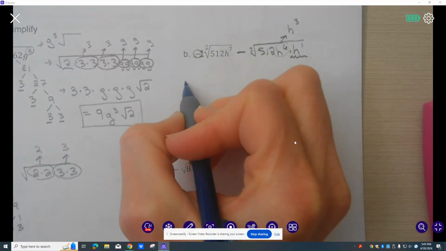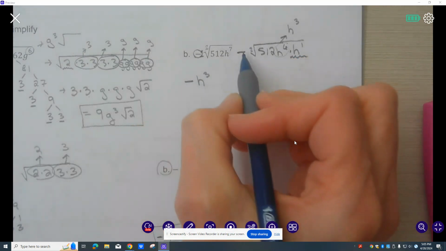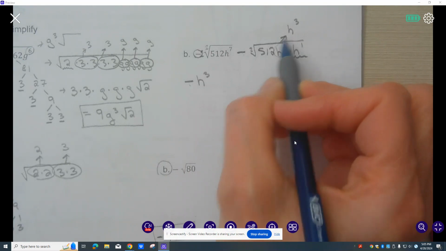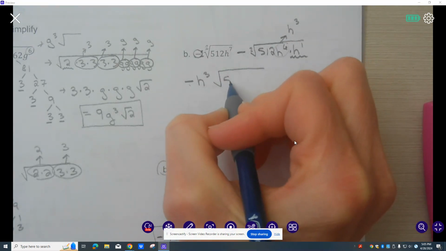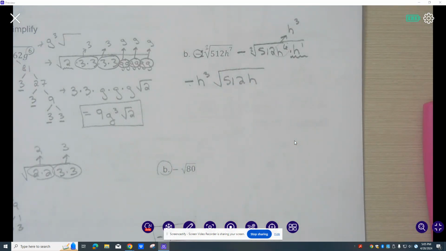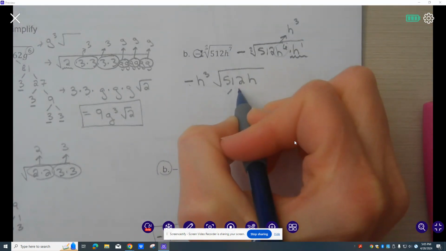So now I'm going to say, well, now my problem looks like this. Negative h to the third is outside, so there's my negative. Don't forget that. H to the third escaped. And now what I have is 512 h to the 1, because this h is stuck inside. Okay, now we got to do a big old tree on this.